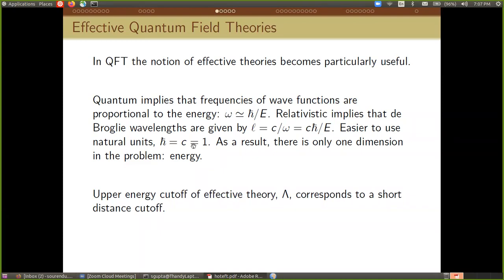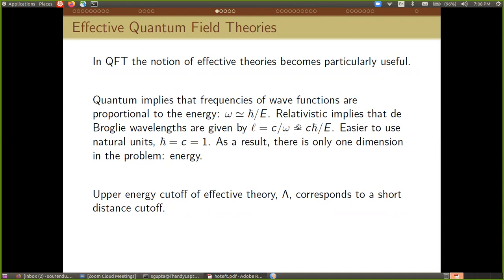And you express the same things using natural units, h bar equal to c equal to one, and that tells you that there's only one dimension in the problem and you can take it to be the energy. So the effective cutoff, the energy cutoff of the effective theory, which I call lambda in the example that I gave earlier, there'll be similar cutoffs in energy for every effective field theory that you write down. But because of all these relations, it also corresponds to a short distance cutoff. So you try to use all the energies below a certain scale lambda, which means you are talking about distance scales which are much larger than 1 by lambda, or time scales which are much larger than 1 by lambda.